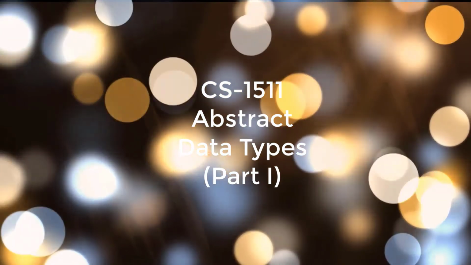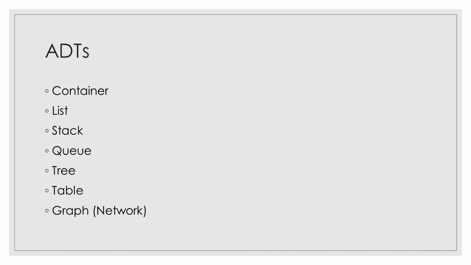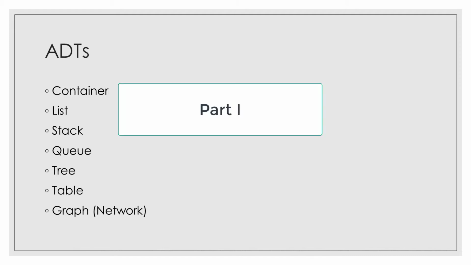Today we're going to talk about abstract data types. Abstract data types are tools that we use to solve common problems in computer science. It's surprising how few of these we really need to know well to solve most problems in this world. Containers, lists, and stacks are the three that we'll talk about today. In the next lecture, queues, trees, tables, and graphs will be addressed. But let's talk about the first one, containers.